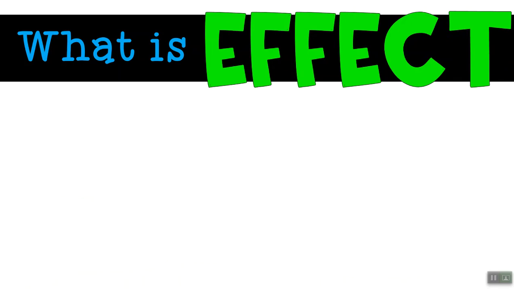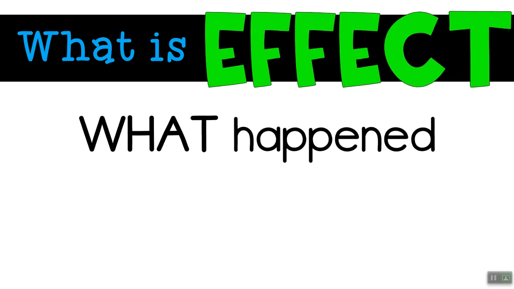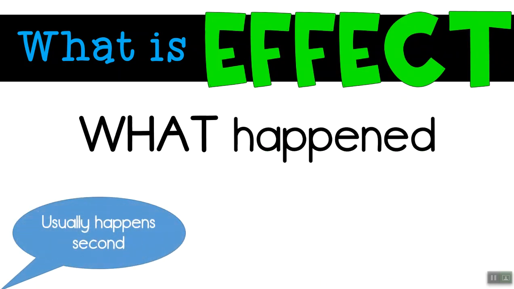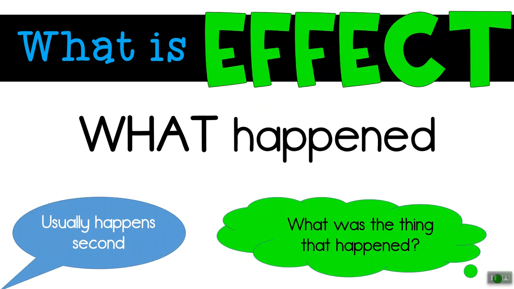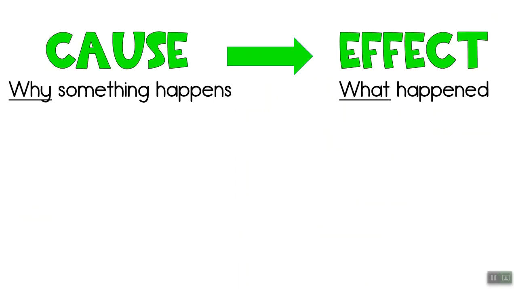And our other part of that is effect. Effect is what happened. It's the main thing that you're looking for. It usually happens second after the cause, and you might think to yourself, what was the thing that happened in this sentence? That's usually, for me, the easiest way to identify the effect. So let's give an example. As you can see here, my arrow shows you the cause leads to the effect. And I like to find the effect first.